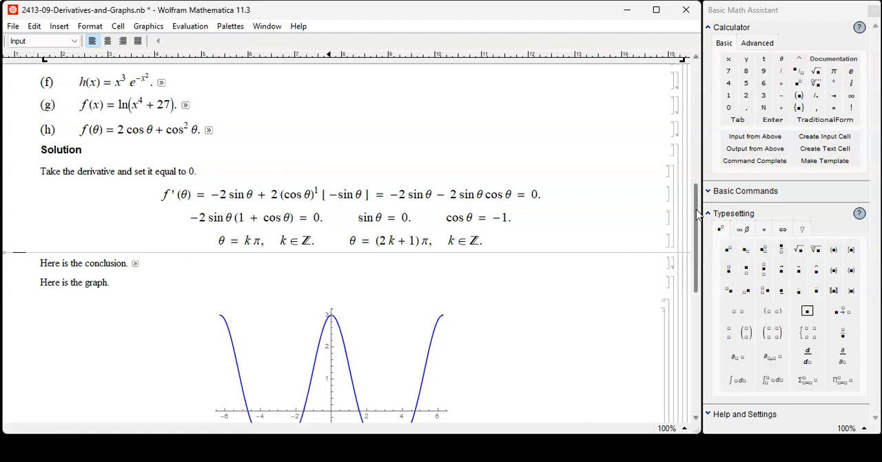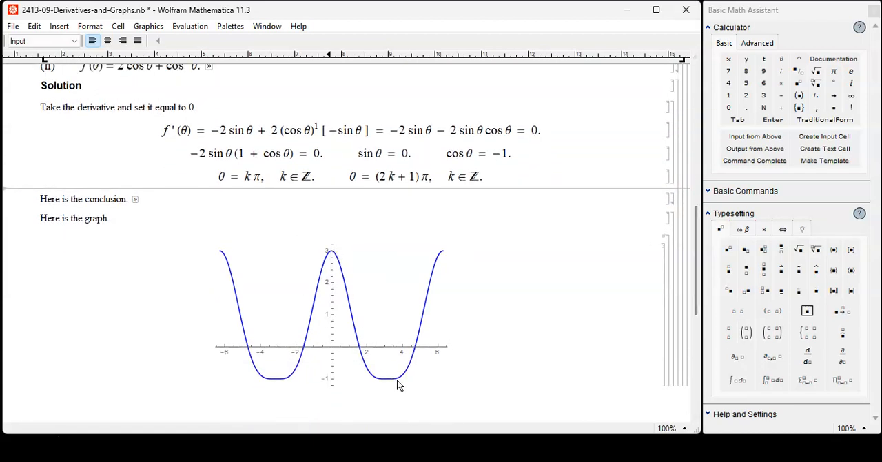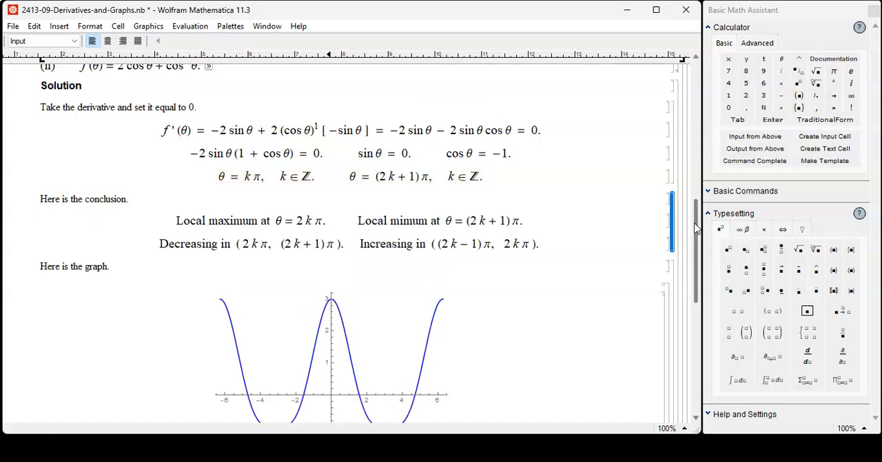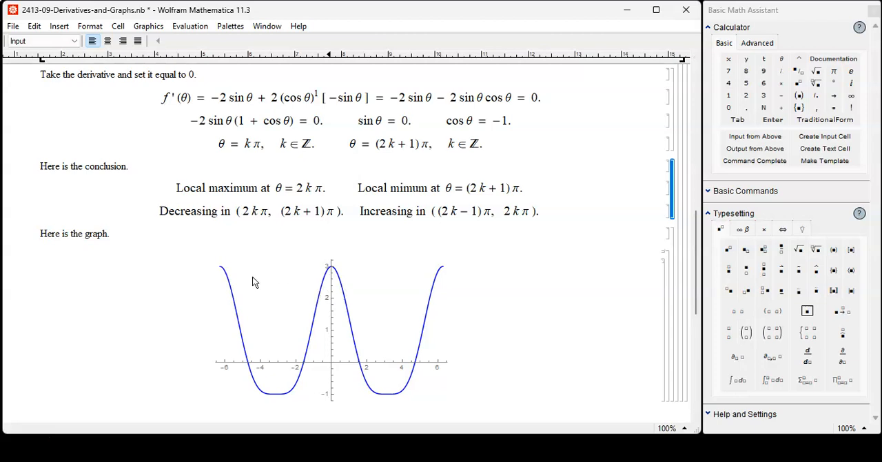So all the multiples of pi counterbalance with this graph here. Even multiple, we have maximums here. Odd multiples, we have minimums there, so they fit. So any multiple of pi, and this one is odd multiples only, but here even and also odd. So the conclusion, well, okay, it fits. Local maximum at even multiples of pi, local minimum at odd multiples of pi, decreasing from even to the next odd, increasing from odds to next even.